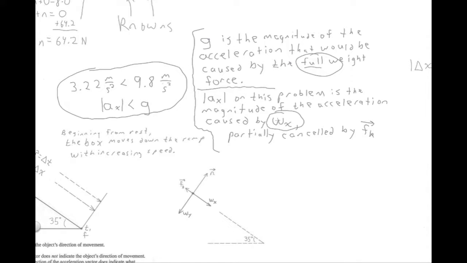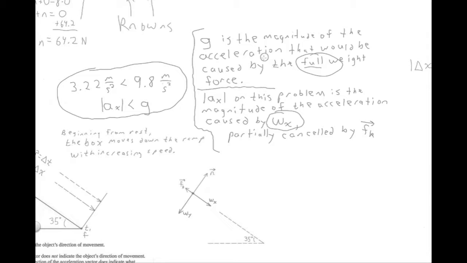A component of the weight is always going to be less than the full weight when both of the components are non-zero. So a sub x is less than the free fall acceleration because a sub x in this problem is only being caused by a component of the weight. And furthermore, we know that w sub x on this problem is being partially canceled by the friction. Since the weight force is being partially canceled by the friction, that gives us a second reason why the magnitude of the acceleration on this problem would be less than the magnitude of the acceleration in free fall.